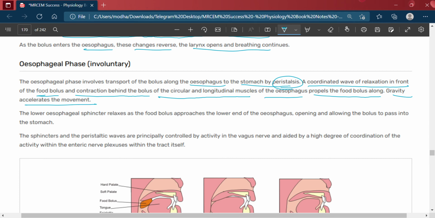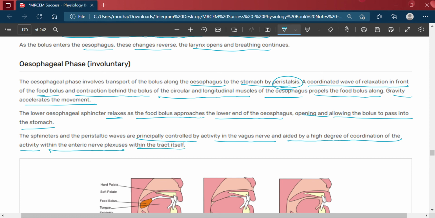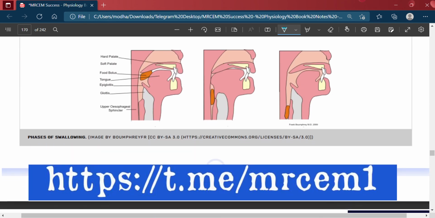The lower esophageal sphincter relaxes as the food bolus approaches the lower end of the esophagus, opening and allowing the bolus to pass into the stomach. The sphincter and the peristaltic waves are principally controlled by activity in the vagus nerve and aided by a high degree of coordination of the activity within the enteric nerve plexus within the tract itself.